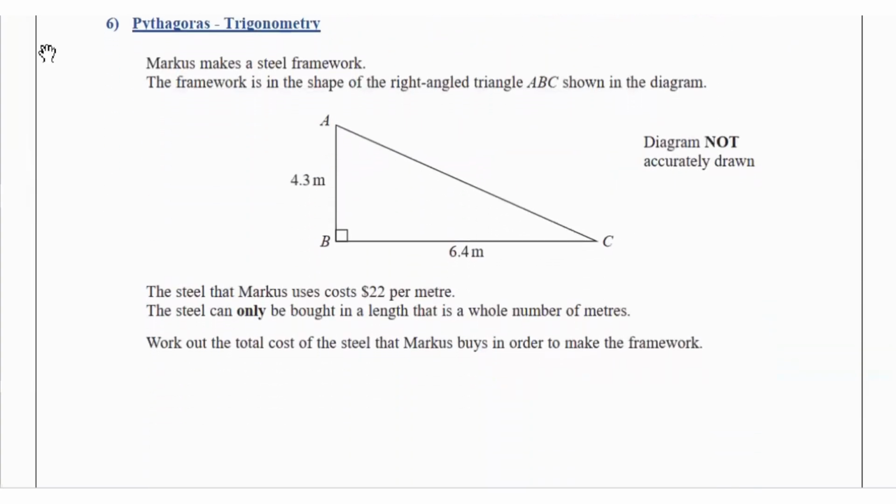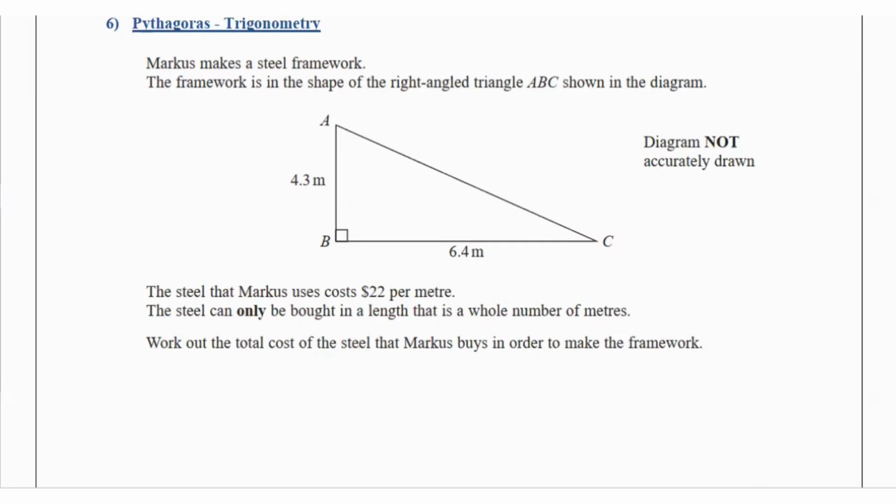Then it says Marcus makes a steel framework. The framework is in the shape of the right angle triangle ABC shown in the diagram. The steel that Marcus uses costs $22 per meter. The steel can only be bought in a length that is a whole number of meters. Work out the total cost of the steel that Marcus buys in order to make the framework.